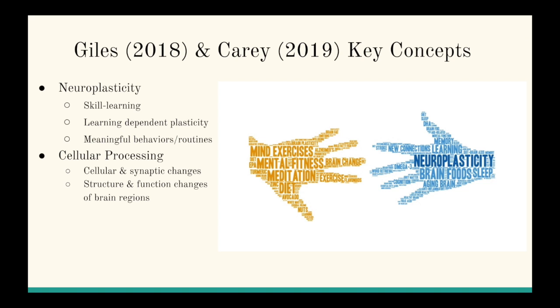When comparing both the Giles 2018 article and the Carey 2019 article, both had similar key concepts that related to TBI. They both included neuroplasticity components such as skill learning, learning-dependent plasticity, meaningful behaviors and routines, and task-specific interventions. In addition, both articles mention the cellular and synaptic changes from neuroplasticity and meaningful task-specific interventions. Finally, both articles included the structure and function changes of the brain regions and networks with brain injuries and neuroplasticity.